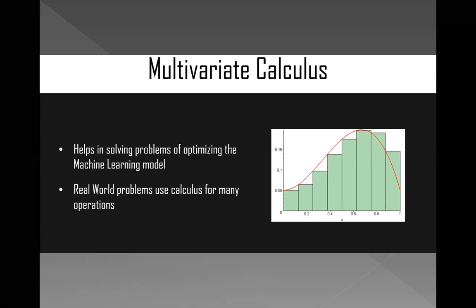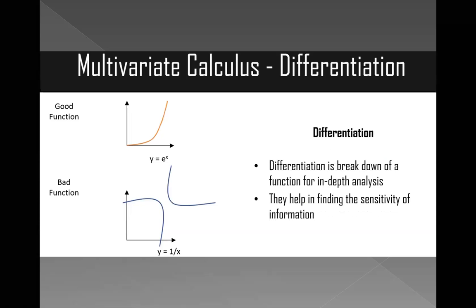A very important point is that most ML algorithms perform very well when you feed them normally distributed data. We will see that concept in feature engineering. And this is the application of differentiation. Differentiation is very useful for breaking down functions in in-depth analysis. Moreover, it helps to find the sensitivity of the information.